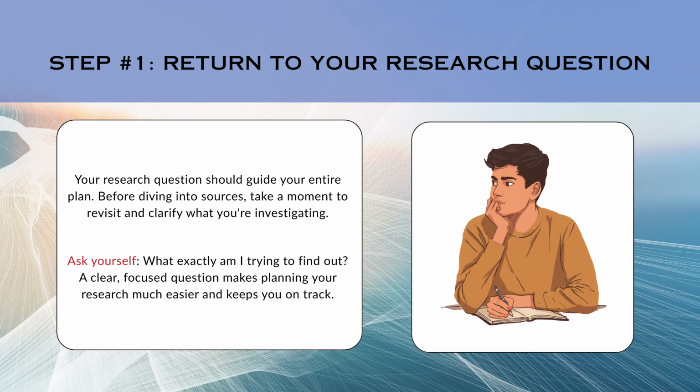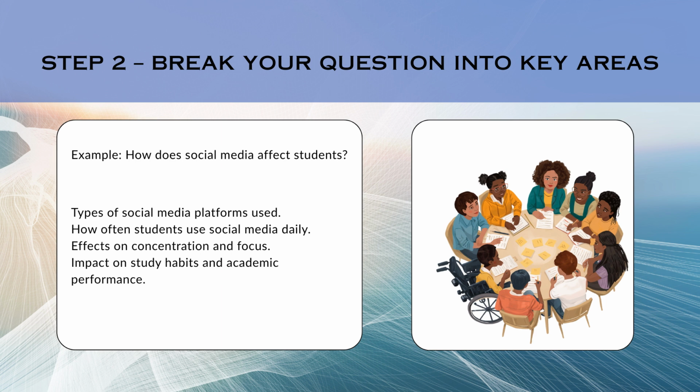The second step is to identify the key areas you need to explore. Break your question into smaller parts. For example, if your research question is about how social media affects students, you might explore types of social media, how often students use it, its effects on concentration, and its impact on study habits. Breaking your research into sections gives your work structure.